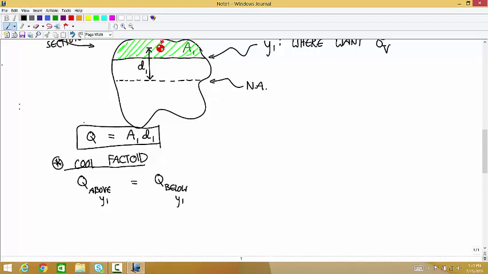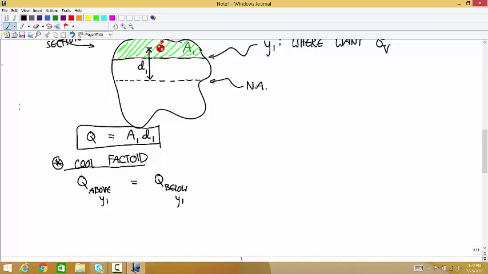The whole area below the neutral axis? Not necessarily below the neutral axis, below Y1. You see what I mean? So in this case, that white area below Y1 is a bigger area, but the centroid is much closer to the neutral axis. And the way it works is that those offset each other in such a way that it's always the same.